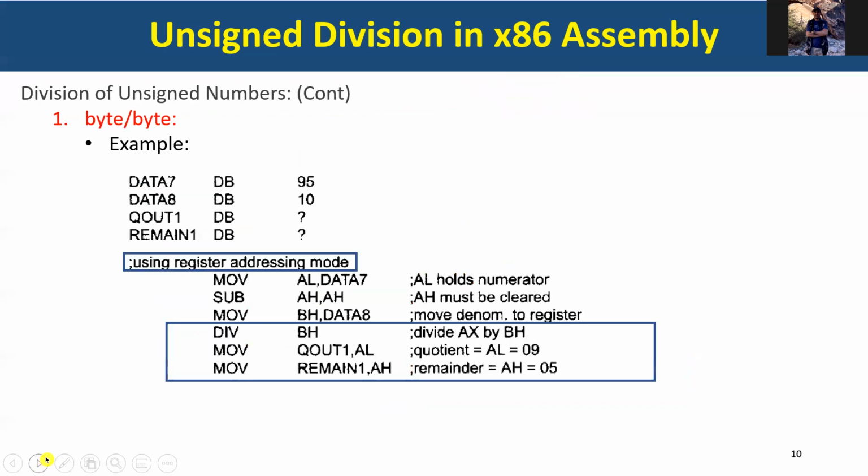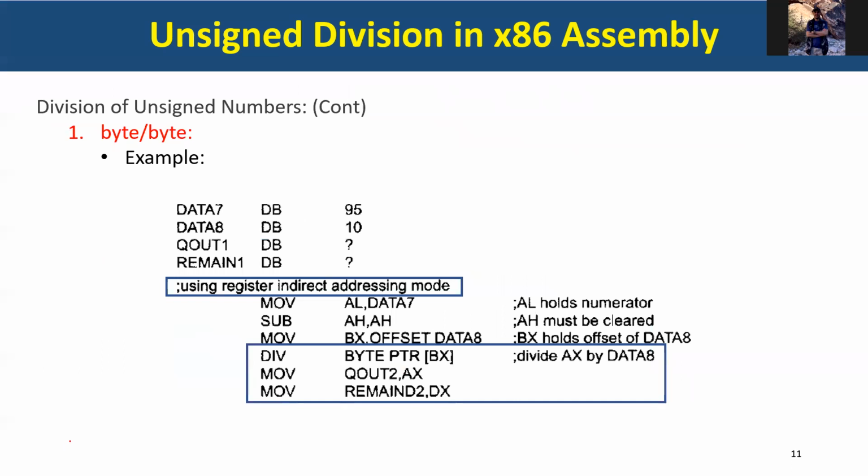This is another way to do a byte over byte division, in which you use the register addressing mode. So what we do here basically is we put the value of the denominator into a register, and in that case it's BH. Then you say div BH. It's exactly the same.